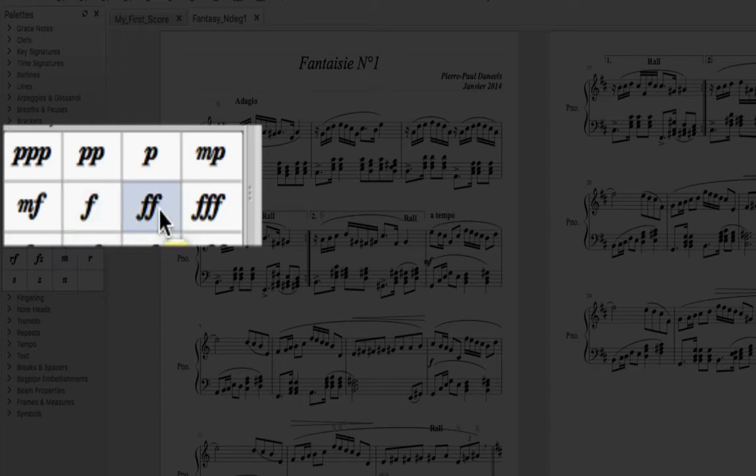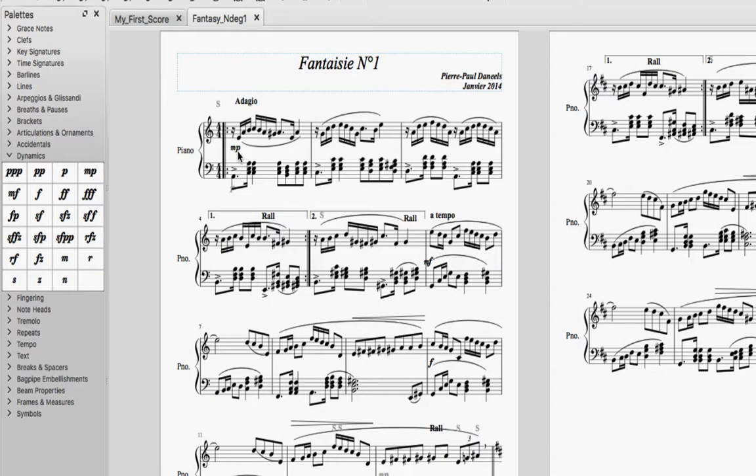Two F's, fortissimo, is the way we pronounce that, and it means really loud. Three F's, fortissimo, means really, really loud, as loud as you can play. So we're marked here at mezzo piano, so kind of quiet. Not really quiet, but kind of quiet.